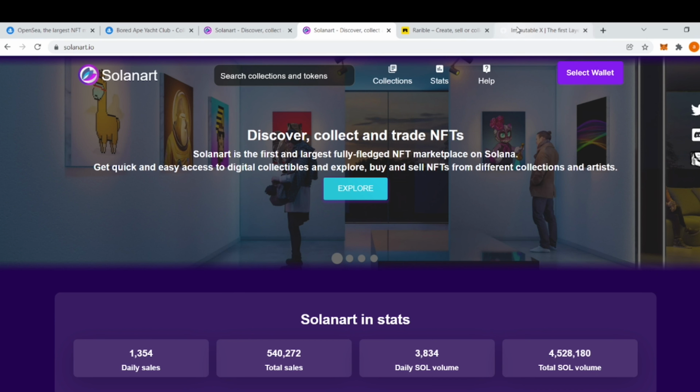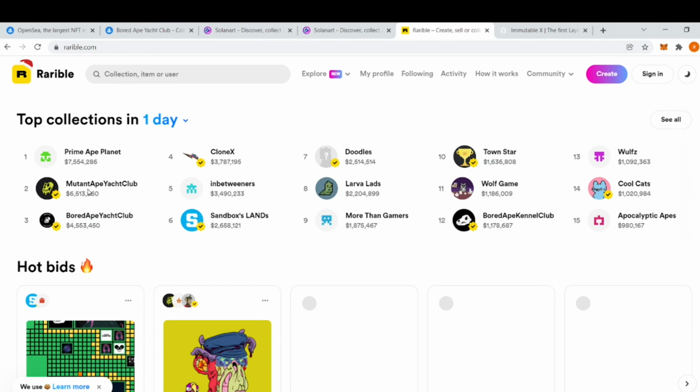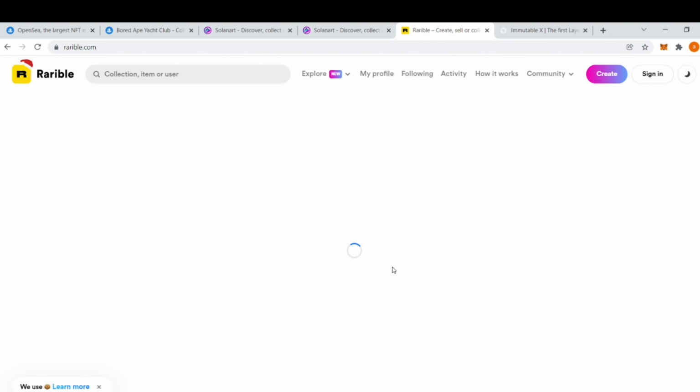Apart from this we have rarible.com. This is the same as what we see on Solana art or OpenSea, but Rarible is not that popular as of now. Rarible has its native token as well, so on Rarible you can trade all of the NFTs, and similar NFTs, like we have CryptoPunks or the Adidas Metaverse NFT on OpenSea. In the same way we can trade on rarible.com as well.